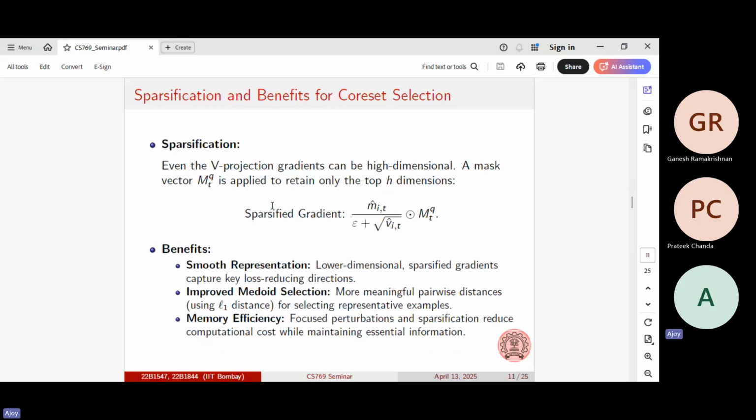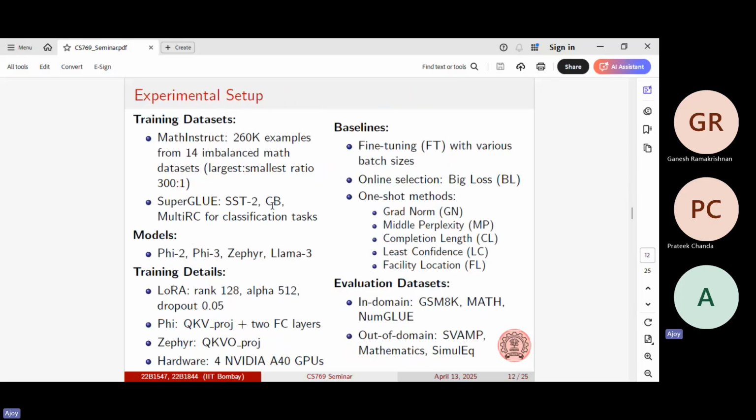And even if the V projection gradients are high dimensional, the last thing which we can do is sparsification. So basically making a lot of things zero, taking the top dimensions, basically projecting it, and so it finally gives us a smooth representation, improved medoid selection, and memory efficiency also. And so for the experiments, this was the setup. So we used the data sets and the models 5.2, 5.3, and these are the training details, the baselines, and the evaluation data.